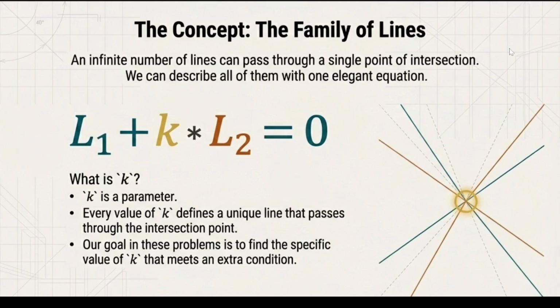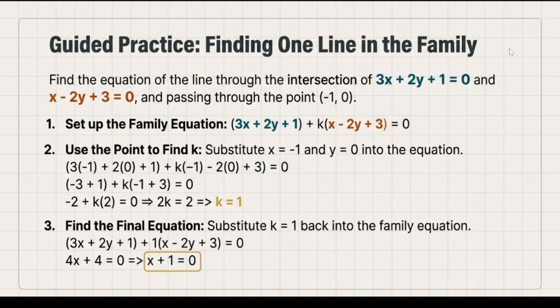We can describe all of them with one elegant equation, which is L1 plus kL2 equals 0. Here k is a parameter. Every value of k defines a unique line that passes through our intersection point. Our goal in these future problems will be to find the specific value of k that meets an extra condition.